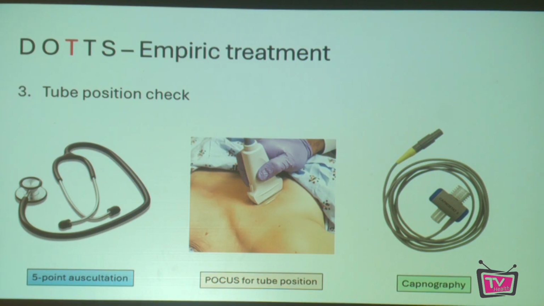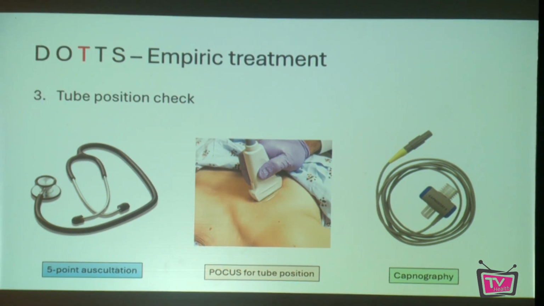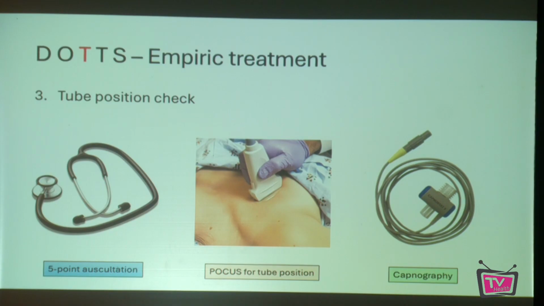There are three methods. We know that there is 5-point auscultation. You can use capnography, or you can use point of care ultrasound. So it is easy now to do point of care ultrasound. You can check the lung sliding. Is it equal or unequal, or is there no lung sliding present, or is the tube dislodged totally, or is it in the right main stem. You can check on the side, or immediately you can go and check on the trachea itself.